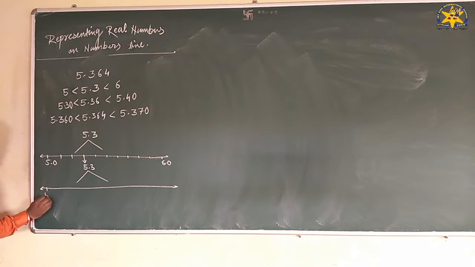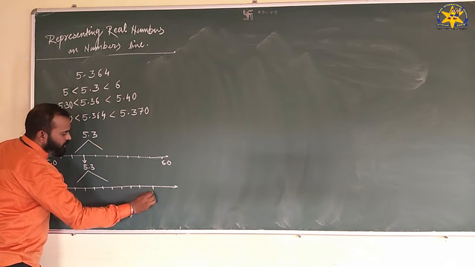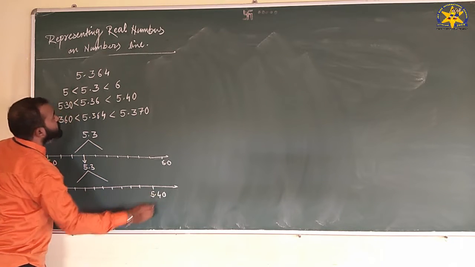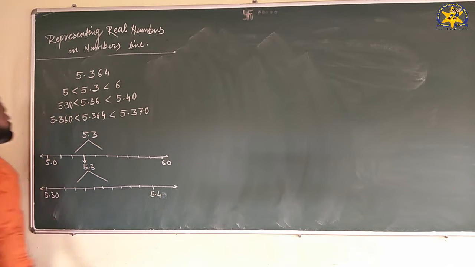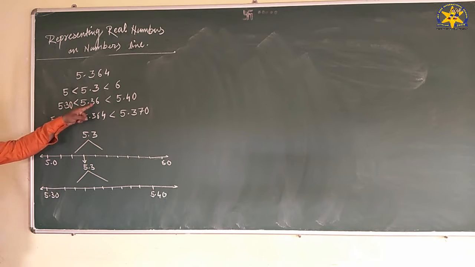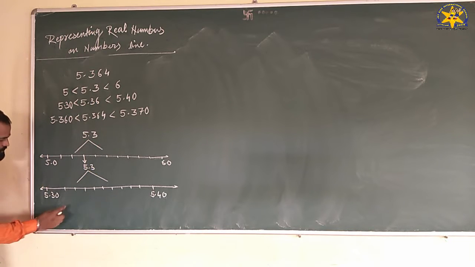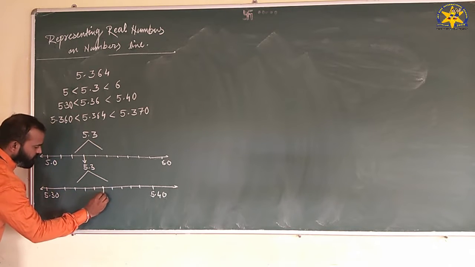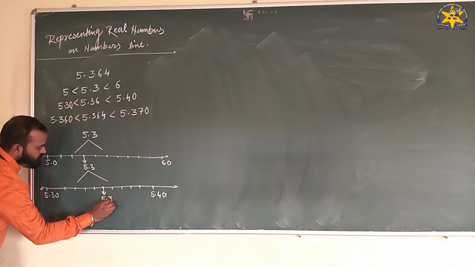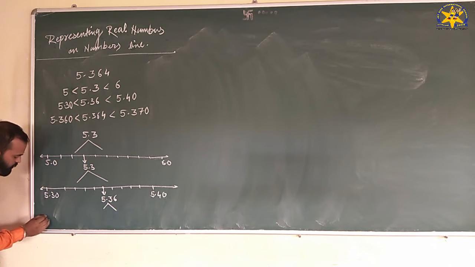So here will come 5.30. 1, 2, 3, 4, 5, 6, 7, 8, 9, 10, from 5.30 to 5.40. We want here 5.36. So where will 36 come? 5.31, 32, 33, 34, 35, 36. So here will be 5.36. Now we want 5.364, so zoom more.